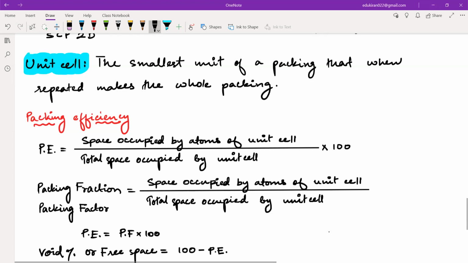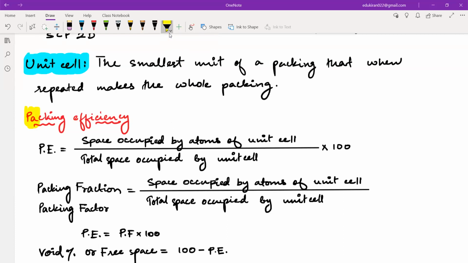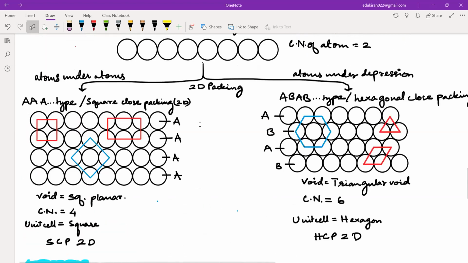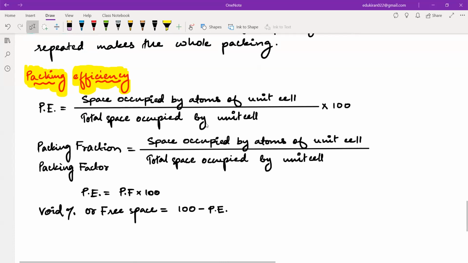After that, we started a new concept, packing efficiency, which is used to compare two solids, which is better. In tomorrow's class we will compare AA type packing or ABAB type packing, which is better. Packing efficiency is the space occupied by atoms of the unit cell divided by the total space occupied by the unit cell.